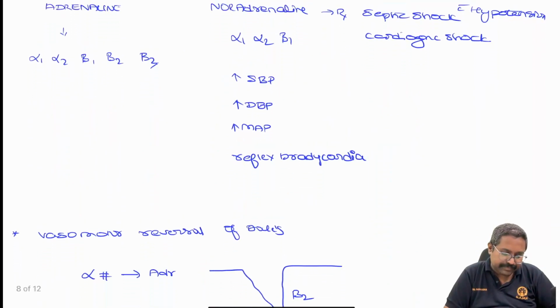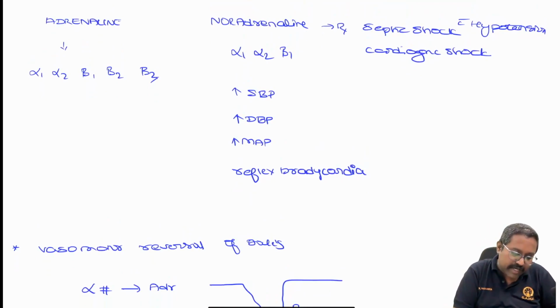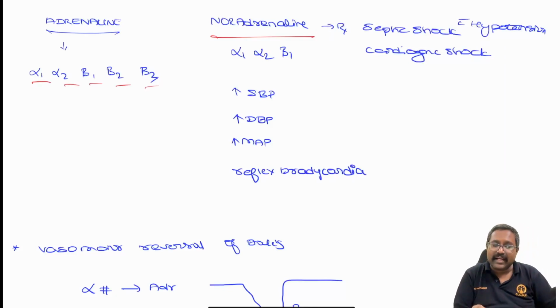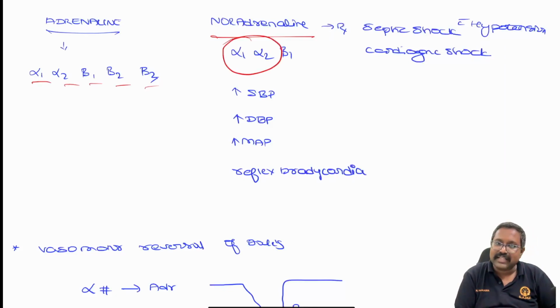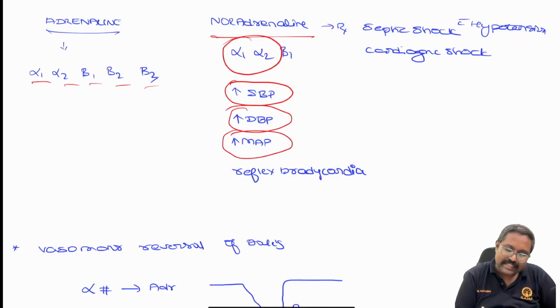So next, coming to the graph which is produced by adrenaline and noradrenaline. Adrenaline will act on the receptors like alpha 1, alpha 2, beta 1, beta 2 and beta 3, whereas noradrenaline will act predominantly on the alpha receptors. Thereby with noradrenaline there will be an increase in the systolic blood pressure, an increase in the diastolic blood pressure, and put together an increase in the mean arterial pressure. This can lead to reflex bradycardia.